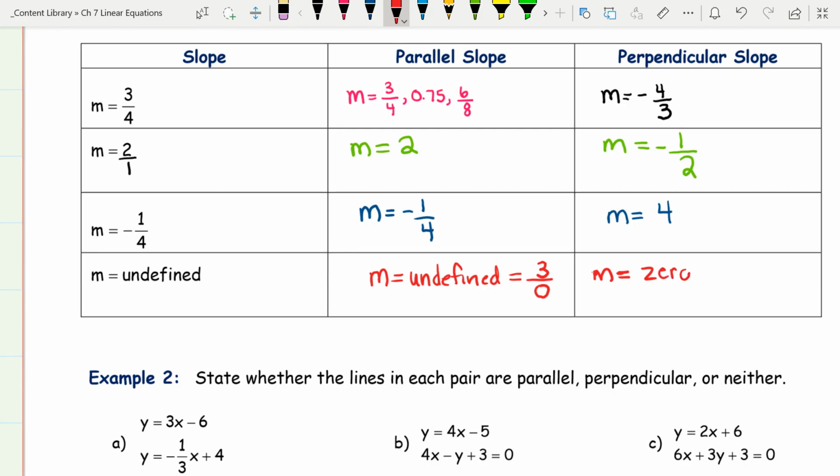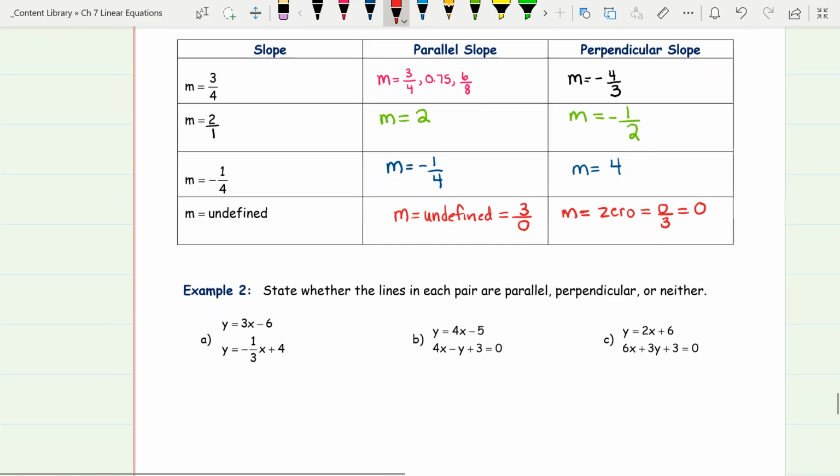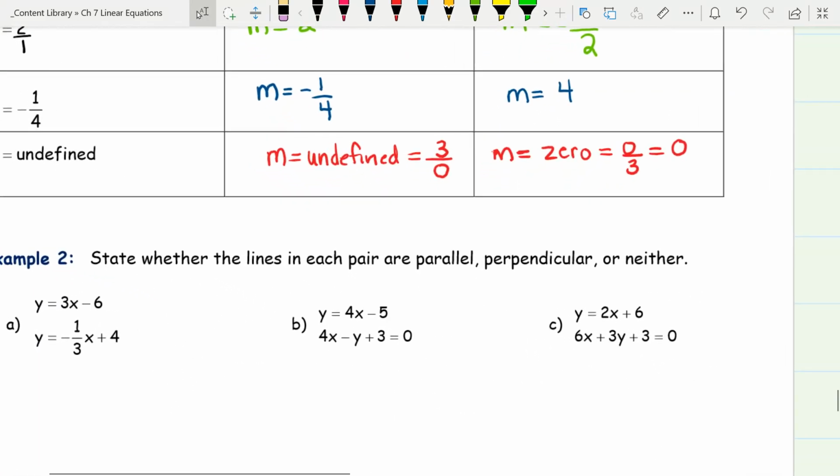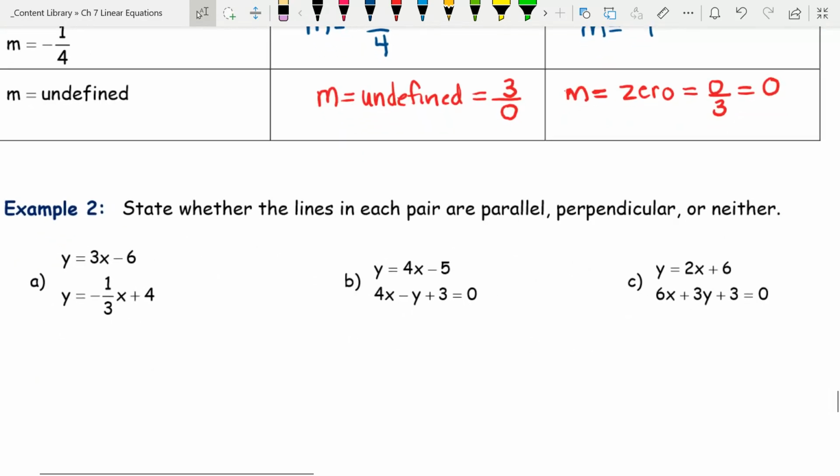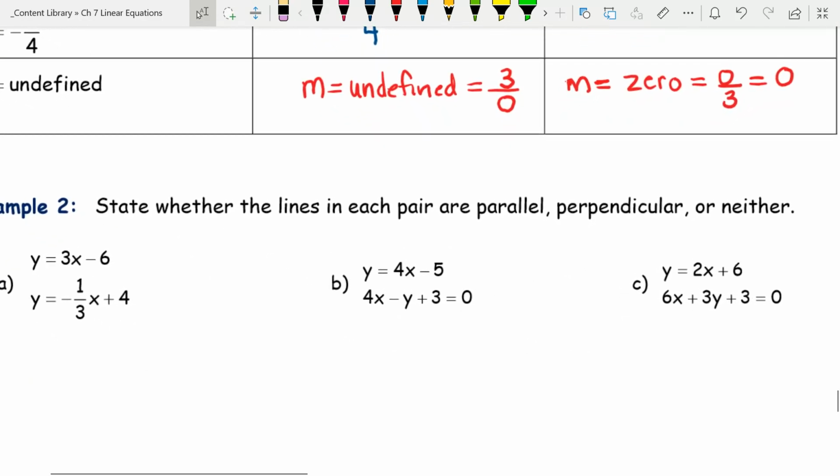And I know I don't have to write the word. I just felt weird writing a word on the other column and not a word here. Which just means 0/3, which just simplifies to a 0. So again, undefined line, vertical. 0 slope, horizontal. So those would be fair questions, right? For me to ask you to write an equation of a line, if I give the original one, that starts with a vertical or horizontal.